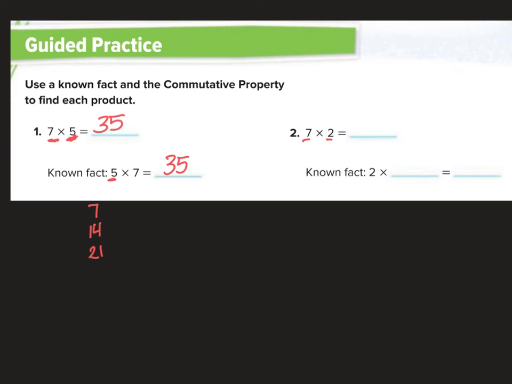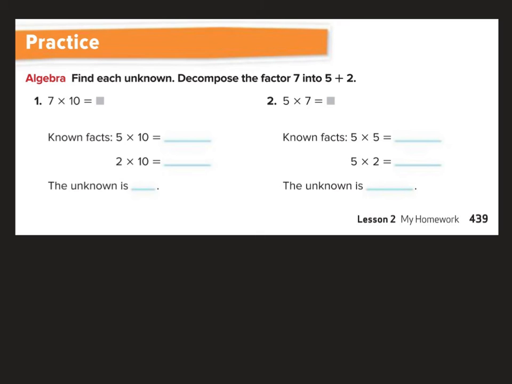So same here, 7 times 2. My known fact is 2 times 7, 2 groups of 7 is 14. Well then, 7 groups of 2 is also 14. All right, I'm going to switch ahead to page 439. Do a couple more of these. So 7 times 10, I could say my known facts, break that up into 5 and 2 because we like counting by 5s and 2s. So 5 tens are worth 50. 2 tens are worth 20. 50 and 20 makes 70.